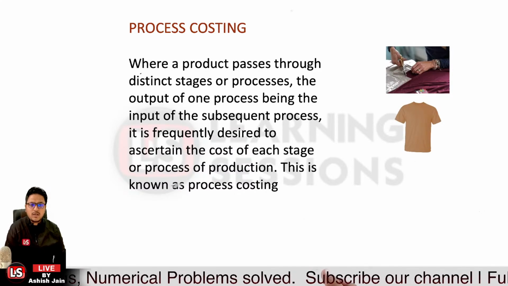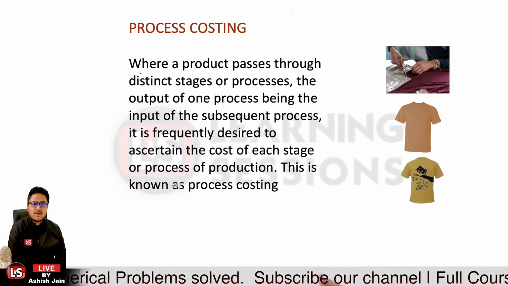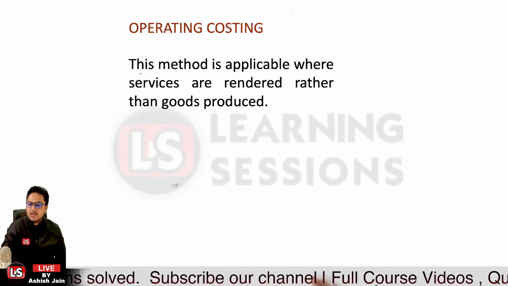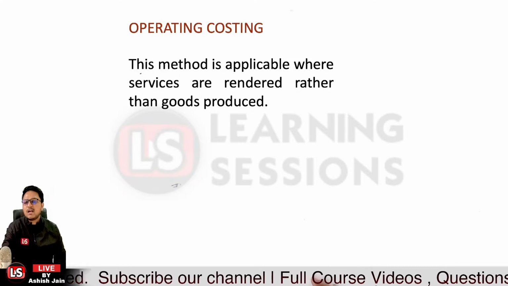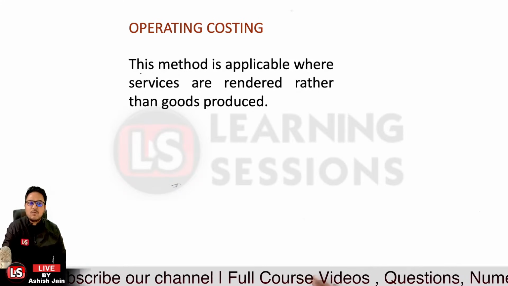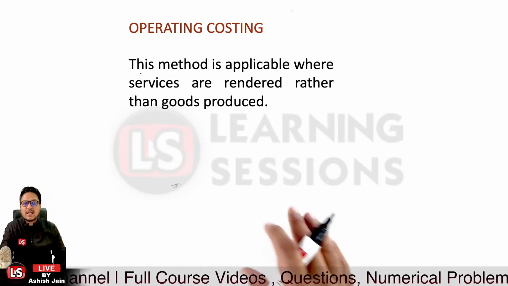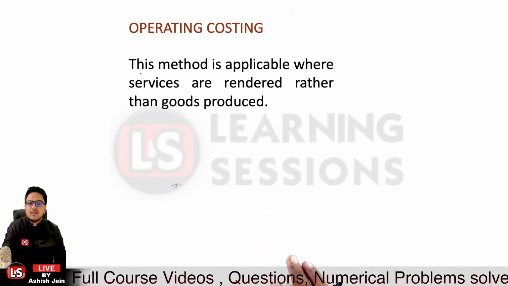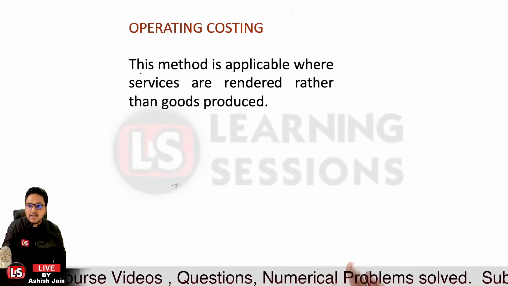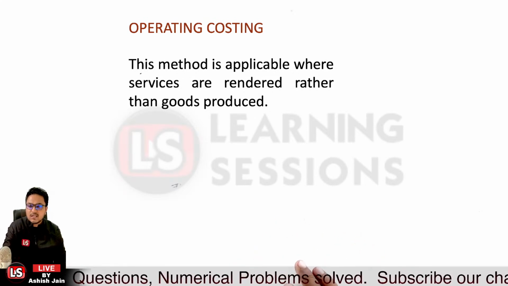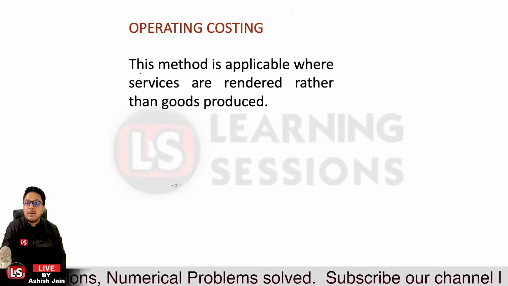Next, it's related to operating costing. Now, when services are to be rendered rather than goods to be produced, in that case operating costing is undertaken. It is undertaken because in the case of services, it's not like we have raw material with us, but rather you have the operation cost.